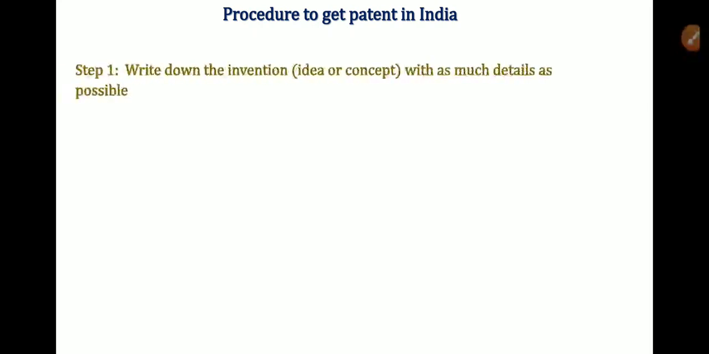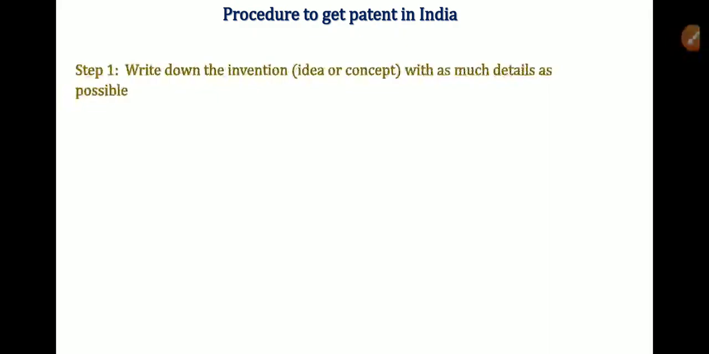So here there are some steps. In total we have 10 steps to get a patent for an invention in the country. Step number 1, write down the invention, idea or concept. That invention may be an idea or it may be a new concept, with as much detail as possible. So the first step is to write down the invention with as much detail as possible.